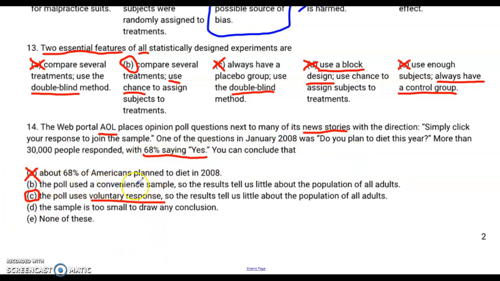I wouldn't call this a convenience sample because the researchers didn't go into a particular place and choose samples that were convenient. These people responded of their own volition. This is voluntary response. The sample's too small to draw any conclusion. Let's be careful about talking about a sample being too large or too small until we actually know that for a fact. And none of these is eliminated because the answer is choice C.